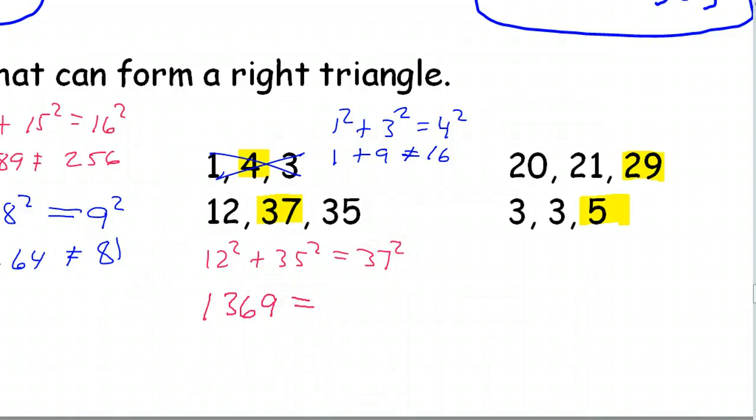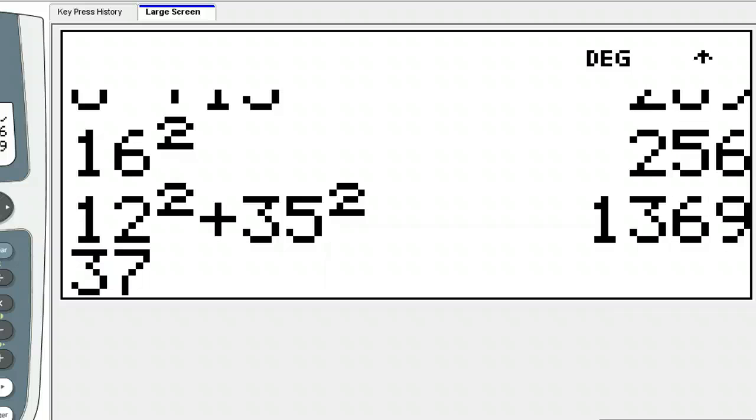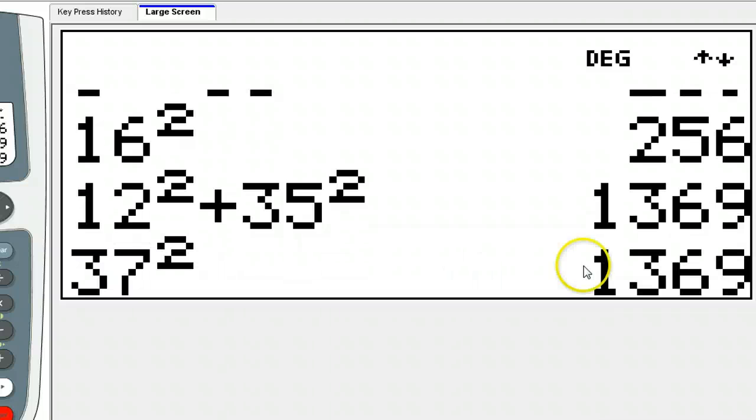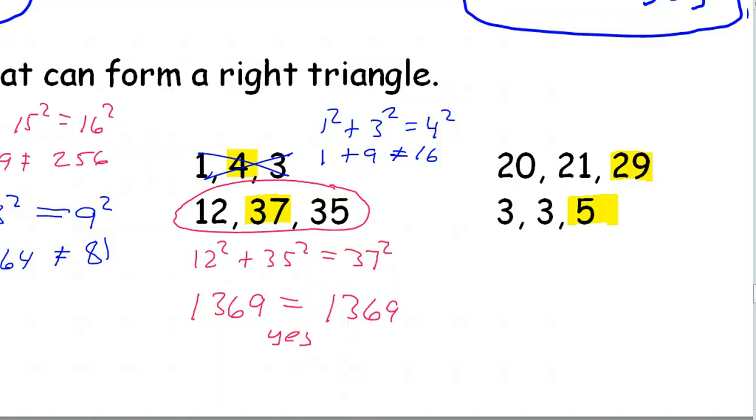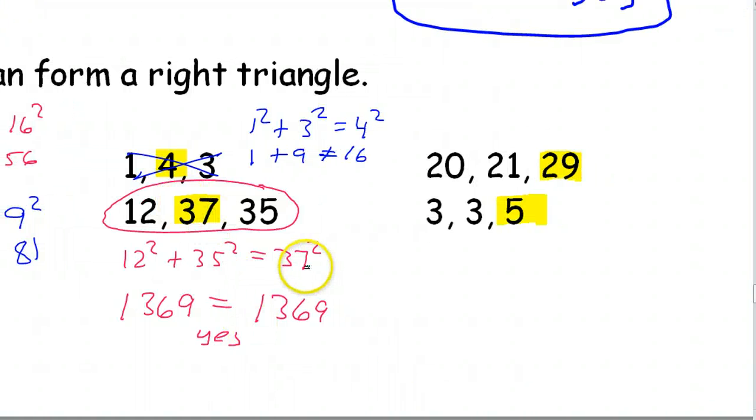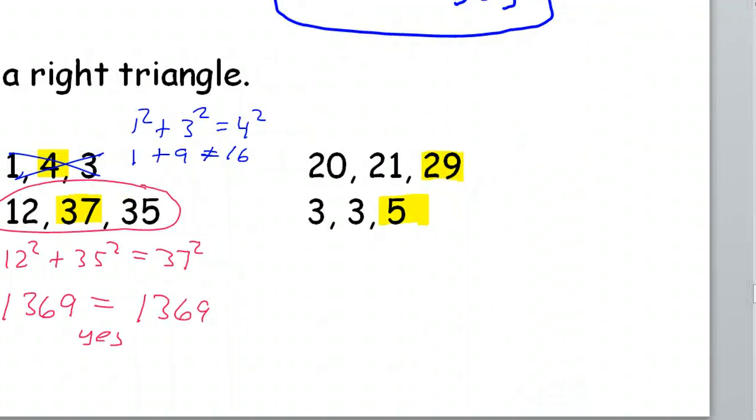Now let's check 37 squared. Oh, we finally have a match. 1,369. These are equal. Yes. So that means that this would form a right triangle. It fits the Pythagorean theorem. Notice how we have to put the biggest one as the c. Out of all those so far we've only found one.